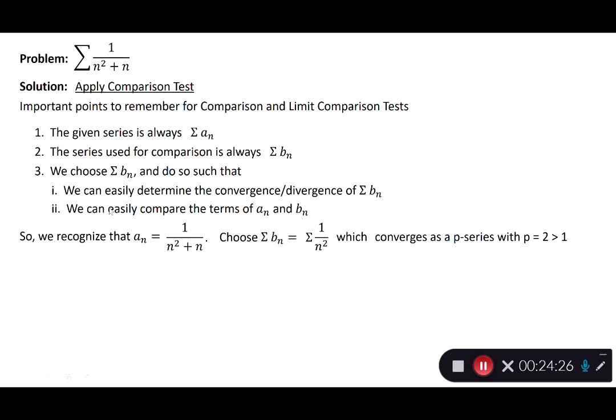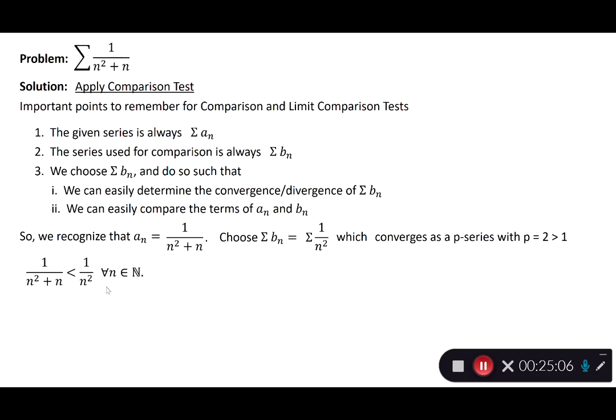And the second point is, can we easily compare the terms of a sub n and b sub n? 1 over n square plus n and 1 over n square. Can we compare? Of course we can. 1 over n square plus n is clearly less than 1 over n square for all n in the natural number set. That's just a fancy way of saying for all the values of n that are equal to 1, 2, 3, 4, 5, 6, and so on. That inverted v is for all, n is an element of the natural number set.